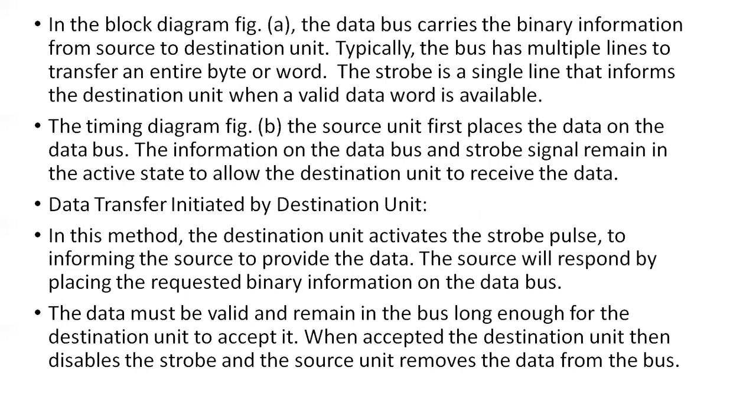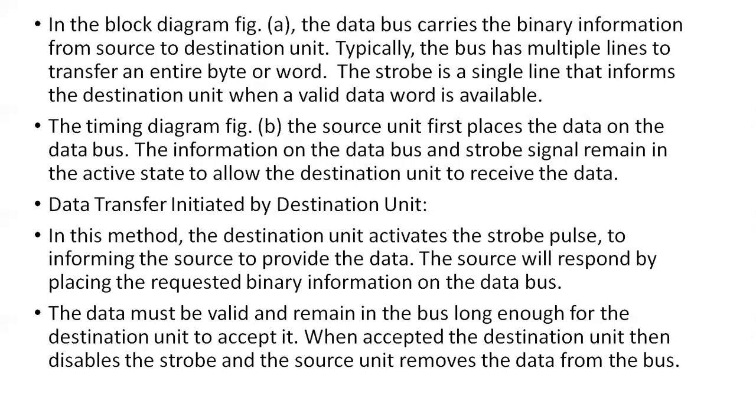Now, in the block diagram, figure A, the data bus carries the binary information from the source unit to the destination unit. Typically, the bus has multiple lines to transfer an entire byte or one word. The strobe is simply a single line that informs the destination unit when a valid data word is available for the data transmission.